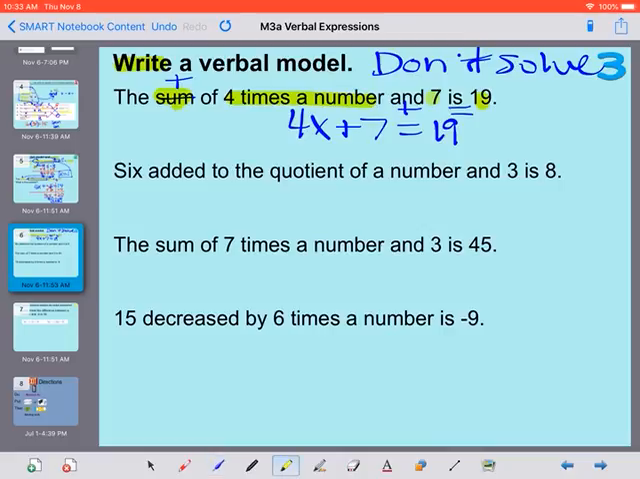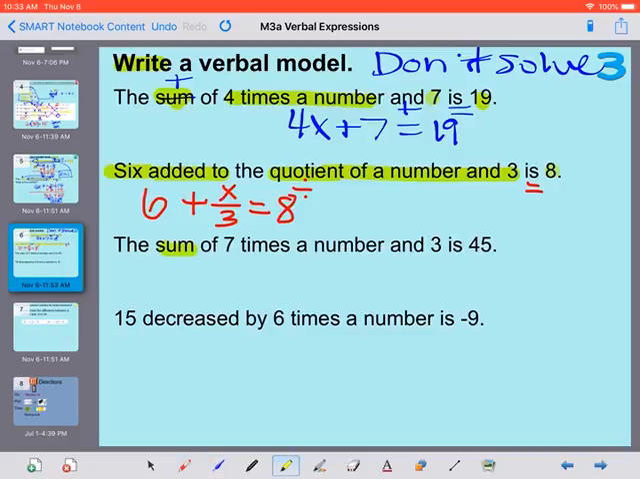All right, next, 6 added to the quotient of a number and 3 is 8. So we have 6 added to the quotient of a number and 3. A quotient meaning we're dividing, a number divided by 3. So some number, and we're dividing it by 3, has to equal, is, 8. So I'm just taking the sentence and writing it out as they have it written.